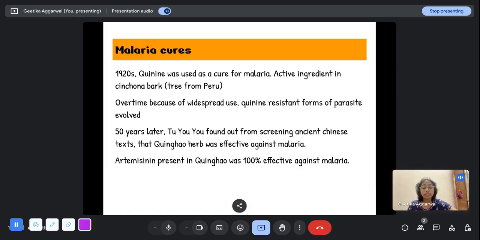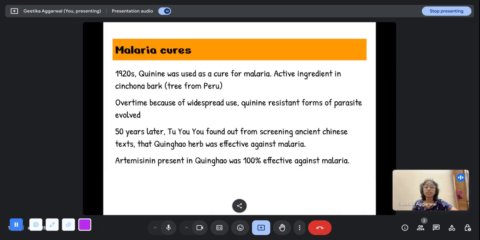Then 50 years later, there was a war between the USA and Vietnam, which was happening in the dense forests of Vietnam, which were hot and humid, and a lot of the soldiers fighting there were developing malaria, and this malaria was actually quinine resistant. So a lot of these soldiers were losing their lives, and there was a lot of pressure all over the world to develop another treatment for malaria.